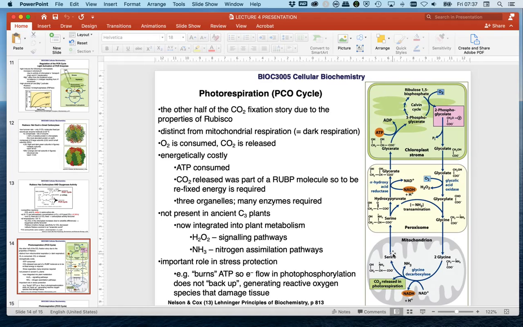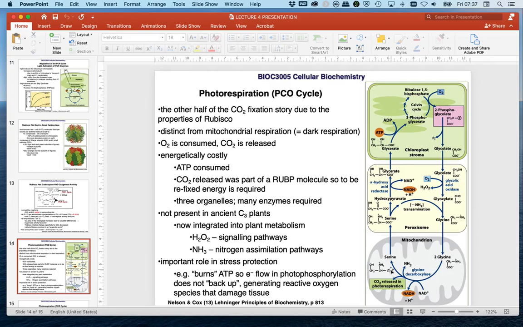And to remember that the CO2 that's released was once part of, the carbon in that CO2 was once part of the ribulose 1,5 bisphosphate that was used back here in the chloroplasts. So that means that if the CO2 that's released is refixed, it requires energy. And that energy is in the form of ATP.